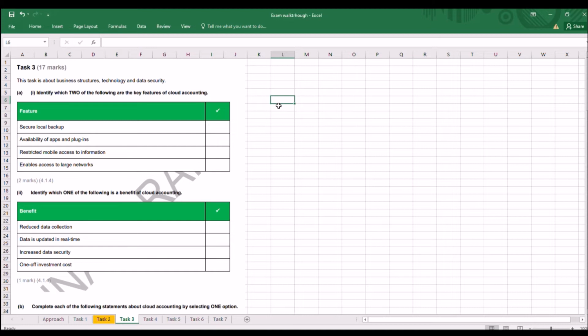Question 3. Okay, so just ask about business structures, technology, and data security. Identify which two of the following are key features of cloud accounting. So cloud accounting is that we have our accounting system on the internet, in the cloud. So it's basically in a big data warehouse somewhere else, sold by a software firm that's doing a whole series of other clients as well. And it's what's known as a hosted system. So it's hosted in the cloud, rather than the alternative, which is on a local server.